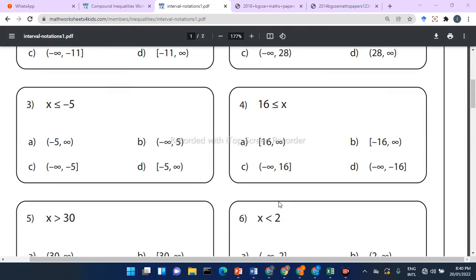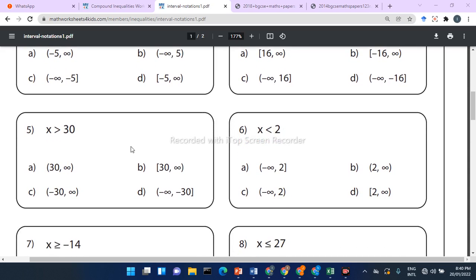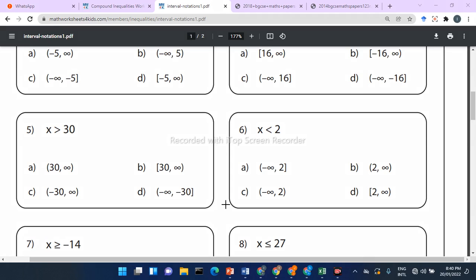Moving right along, let's look at number 5. Number 5 says x is bigger than 30, so x is strictly bigger than 30. What numbers would we be considering? Numbers like 31, 40, any number bigger than 30. So what can we immediately rule out? We can rule out B because B is saying include 30, but we don't want to include 30. We can rule out D too because D is saying include 30.